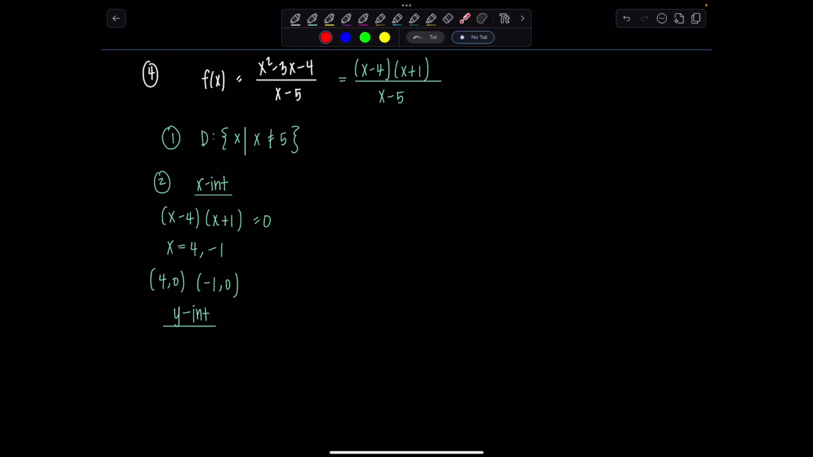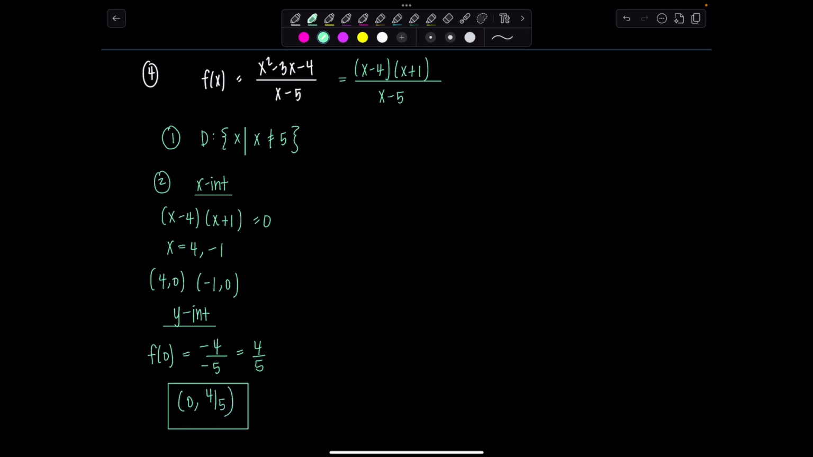Substitute in 0 for x. Go here. It's easier than substituting it into the factored version. So f of 0 would be -4 over -5, which is positive 4/5, but write it as 0, 4/5. You know what I mean? Okay, good. Asymptote time. So we have a vertical asymptote, right? Nothing canceled. So it's at x equals 5.